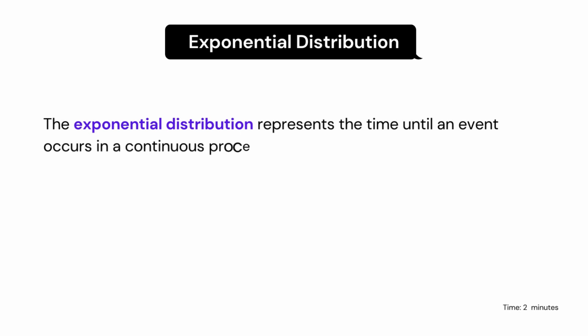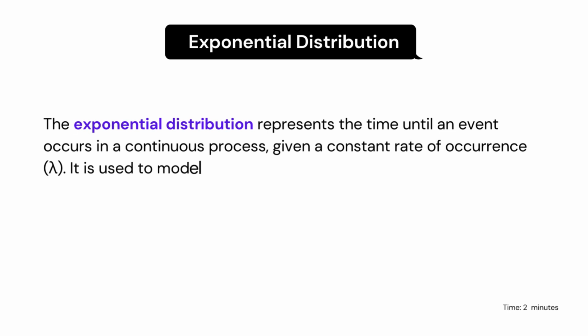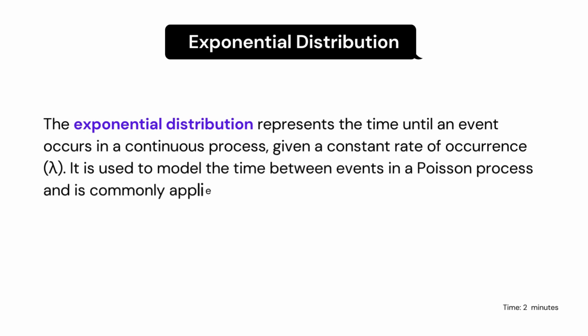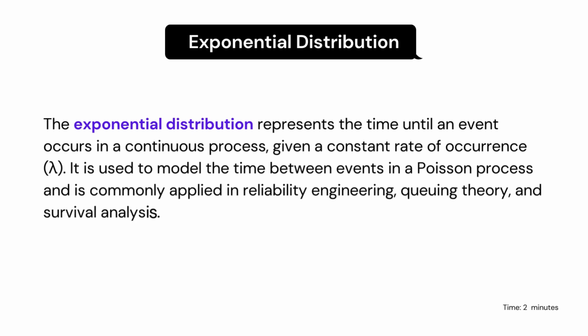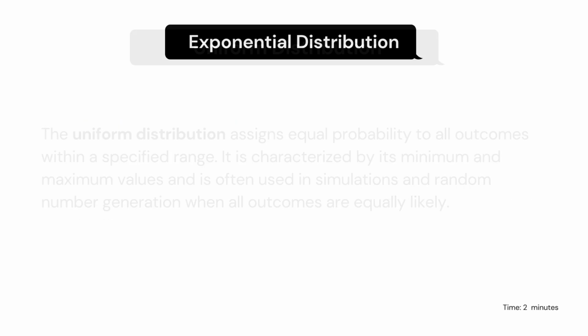Number four, exponential distribution. It represents the time until an event occurs in a continuous process, given a constant rate of occurrence denoted by lambda. It is used to model the time between events in a Poisson process and is commonly applied in reliability engineering, queuing theory, and survival analysis.